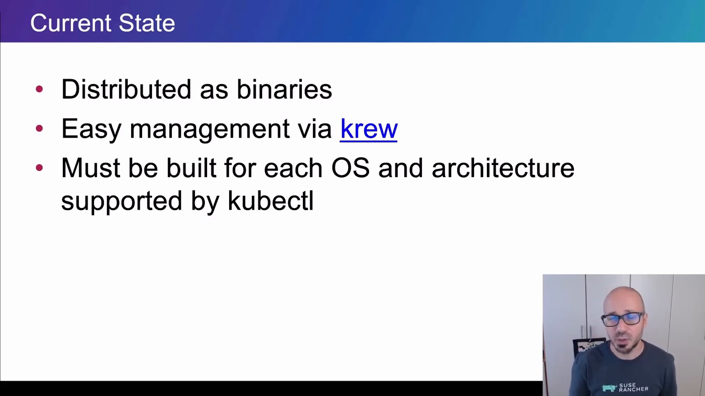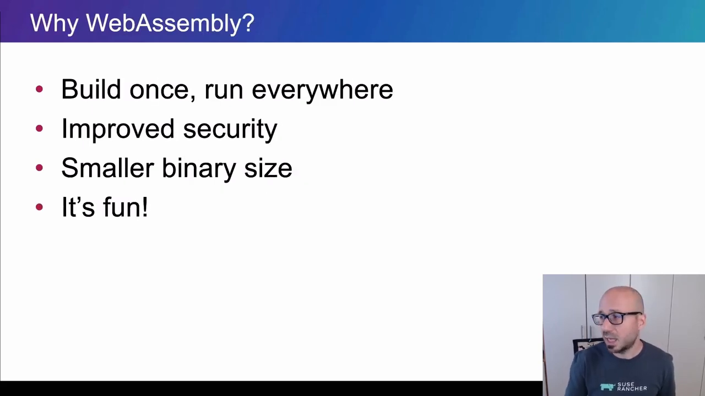Things change instead when we try to write plugins using WebAssembly. The first thing is that I don't have this build matrix anymore. As a plugin author, I just have to compile for one target, which is the WebAssembly WASI one. And once I obtain my WebAssembly file, I can just run this file on any kind of operating system and architecture where I have a WebAssembly runtime.